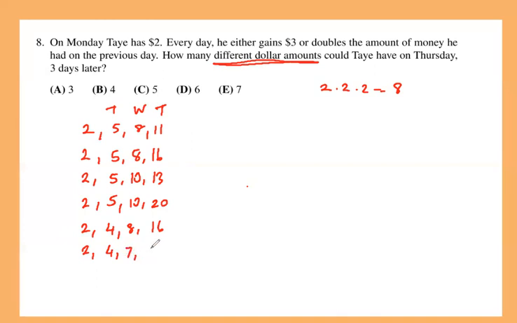You can increase by 3, which is gonna be 10, or you can double on the first day and increase by 3 and double on the next day. So you could get that. So we have one more, I guess.